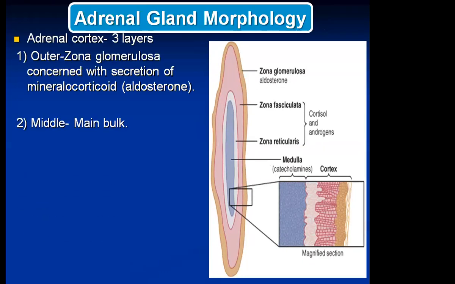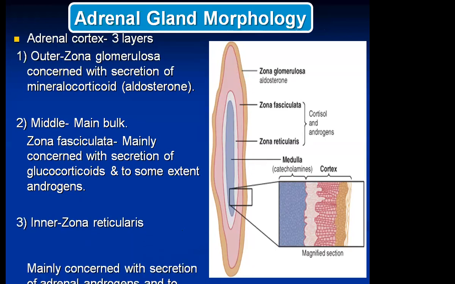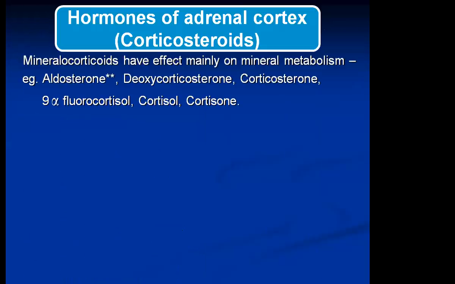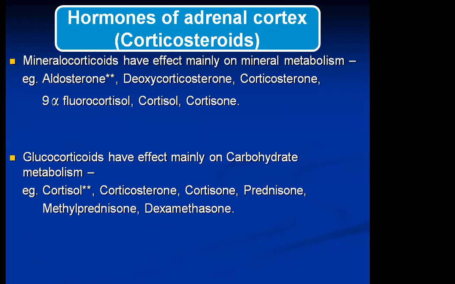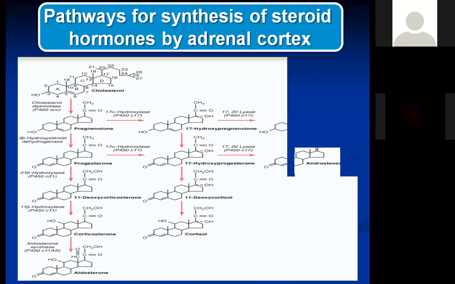We also saw what the three layers of adrenal cortex are: the glomerulosa, the middle fasciculata, as well as the reticularis. We had also seen that glomerulosa is mainly concerned with secretion of mineralocorticoids, while fasciculata is mainly concerned with secretion of glucocorticoids, also to some extent androgens, but mainly glucocorticoids, while reticularis is mainly concerned with secretion of adrenal androgens. We had also seen the various types and the classification of mineralocorticoids, glucocorticoids, and androgens. We had also seen the pathway for synthesis of steroid hormones by adrenal cortex.